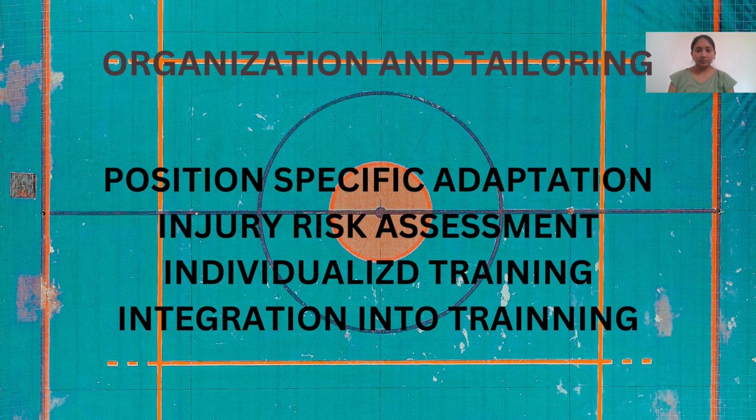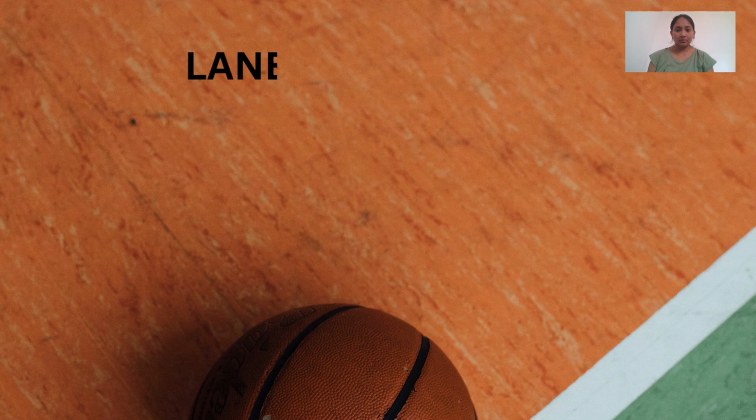SEBT can be adapted based on the player's position, considering the unique balance requirements of guards, forwards, and centers. Injury risk assessment: asymmetries or limitations in reach distance may indicate potential injury risk or muscular imbalance, providing insights for injury prevention programs. Individualized training based on assessment results: players with imbalances or limitations can undergo targeted balance and stability training. Integration into training routine: SEBT can be incorporated into regular training sessions, serving as both an assessment tool and a dynamic warm-up exercise.